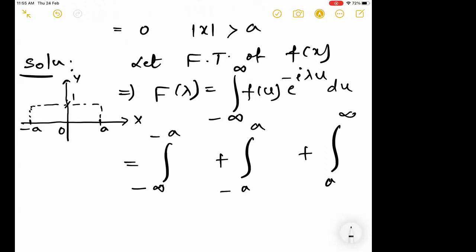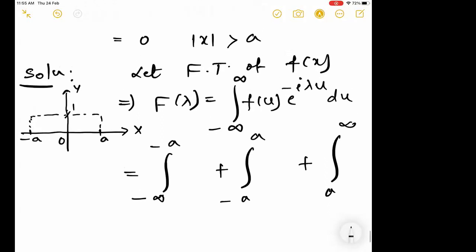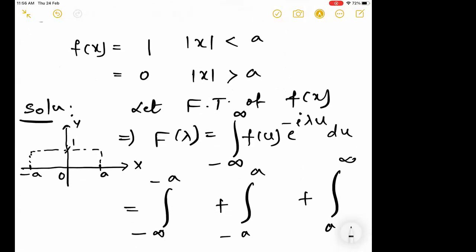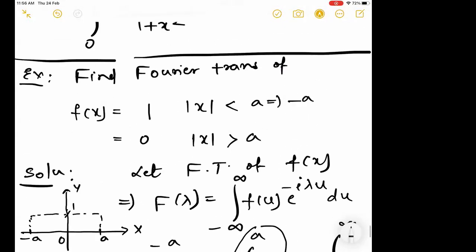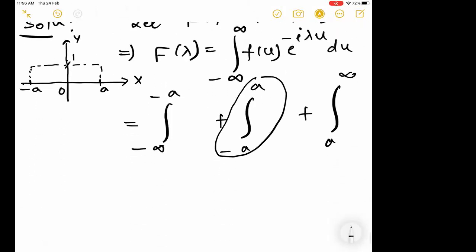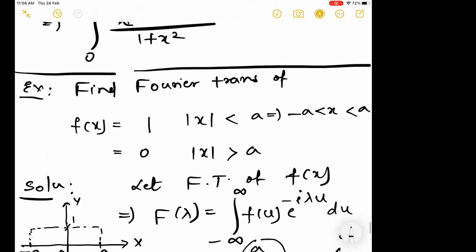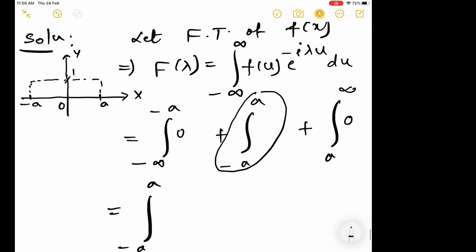Actually, it is like this. The interval is divided into 3 parts, where from minus infinity to minus a there is no function, because the function is defined only for minus a to a. This means that minus a is less than x is less than a. So only in the middle part the function is defined. In the left side part it is 0, right side part it is 0, only for minus a to a the value of the function is 1. So put f of u is equal to 1 into e raised to minus I lambda u du.